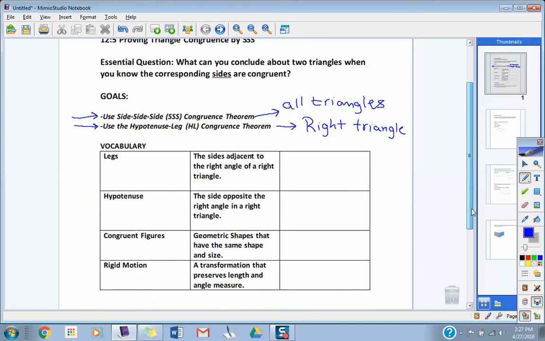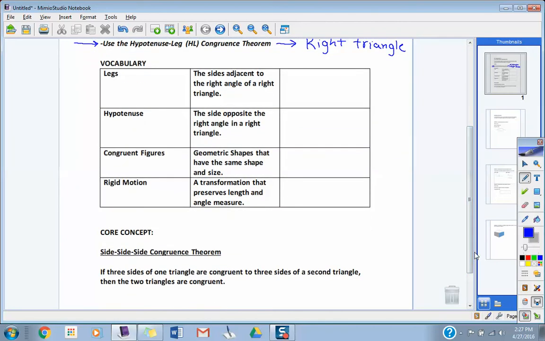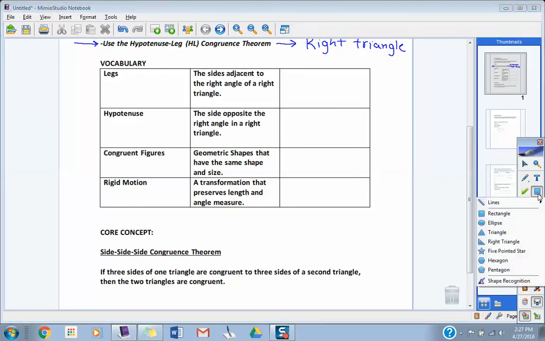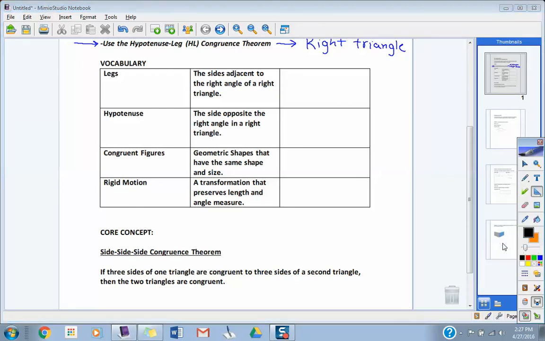So the first thing we got there are legs. You want to read that for me, Kylie? The sides adjacent to the right angle of a right triangle. All right, so if I had a right triangle in here, these are the sides adjacent to the right angle of the right triangle. So if this is my right angle right here, this here would be a leg, this here would be a leg. Okay, the 2 legs really form the right angle, don't they?